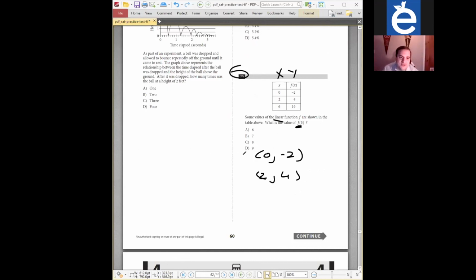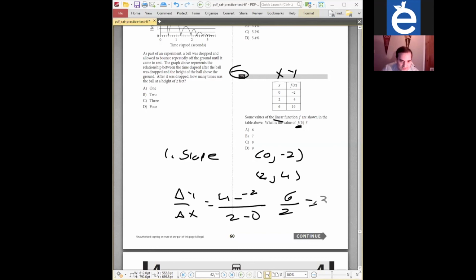So first thing we do, here is how you get the equation of a line from 2 points. Step 1, find the slope. That's just going to be change in y over change in x, which in this case is 4 minus -2 over 2 minus 0, 6 over 2, 3. Cool. Our slope is 3.